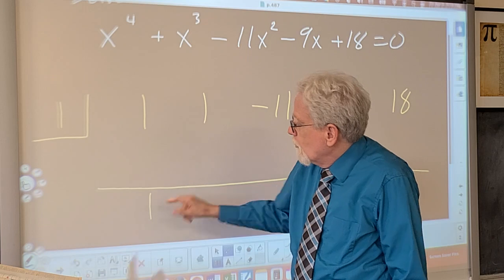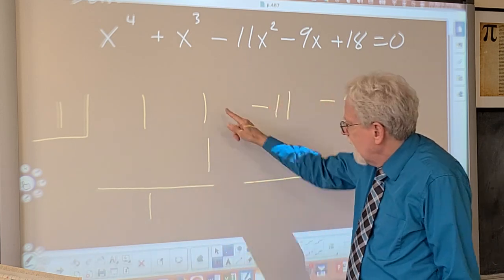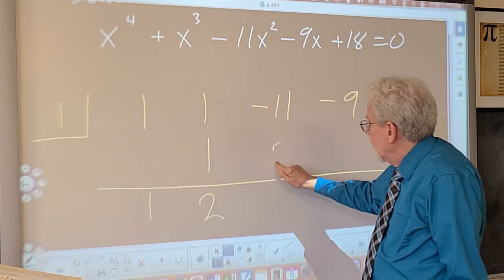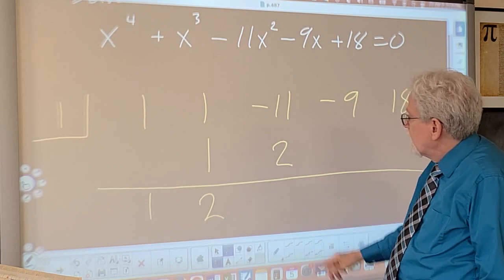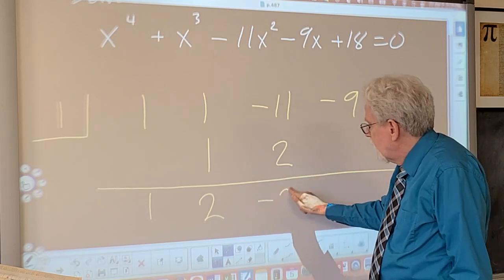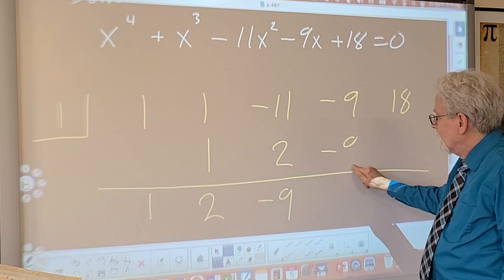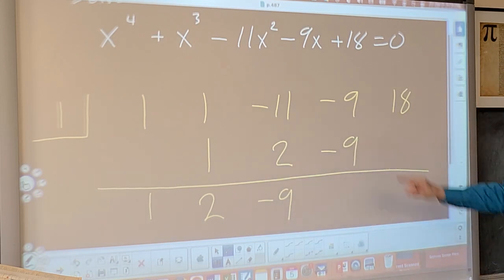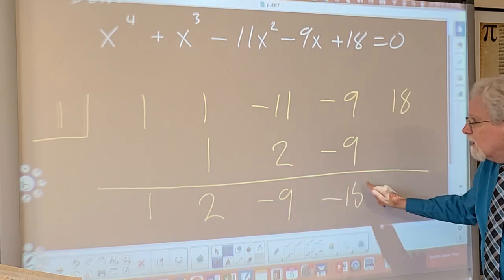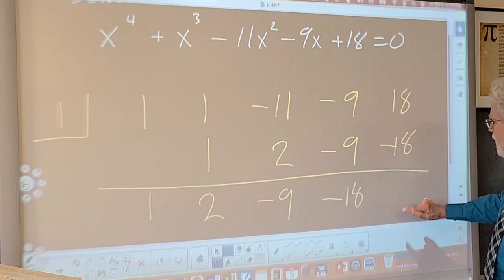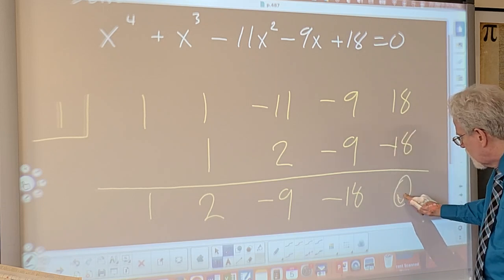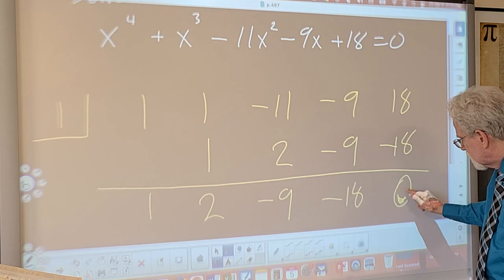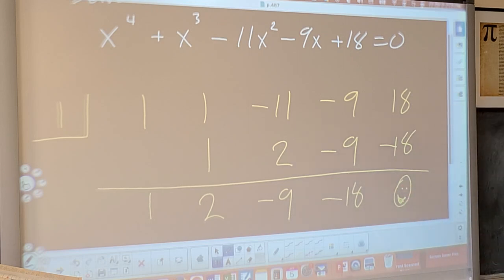All right. Multiply. 1 times 1 is 1. Add, that's 2. Multiply, that's 2. Add that, I think something nice might be happening. Add, we get negative 9. Multiply, I get negative 9. Look at this. Yeah, I can see it's going to happen. Add, we get negative 18. Multiply, we get negative 18. Add, and we get 0. All right, we got it already.